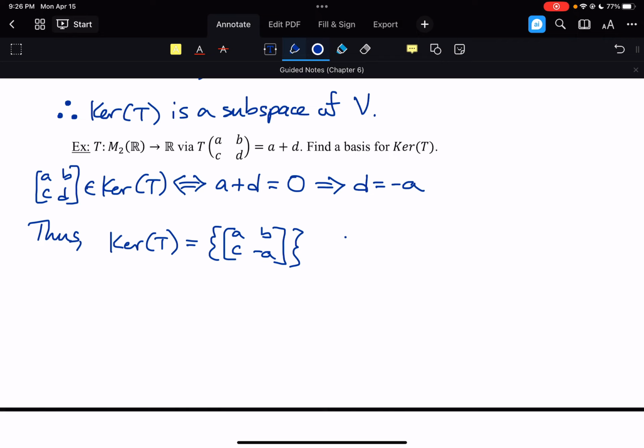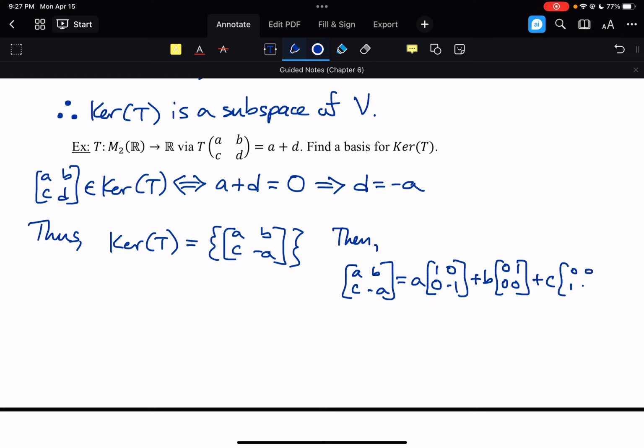So then we have A, B, C, negative A. That's going to be A times 1, 0, 0, negative 1, plus B times 0, 1, 0, 0, plus C times 0, 0, 1, 0. So the basis is just going to be the set of the vectors: 1, 0, 0, negative 1; 0, 1, 0, 0; and 0, 0, 1, 0.